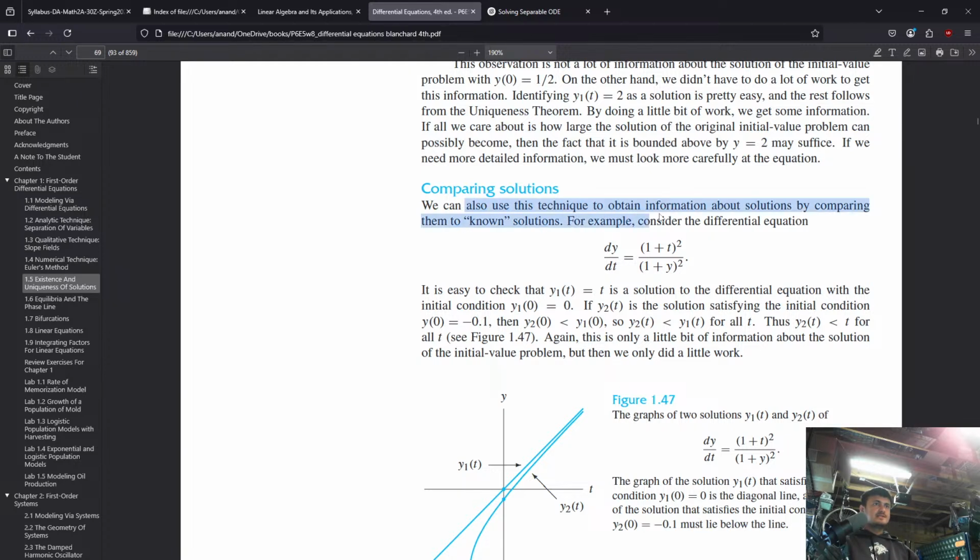We can also use this technique to obtain information about solutions by comparing them to known solutions. Consider the differential equation dy/dt equals (1 plus t squared) divided by (1 plus y squared). It is easy to check that y1 of t equal to t is a solution.